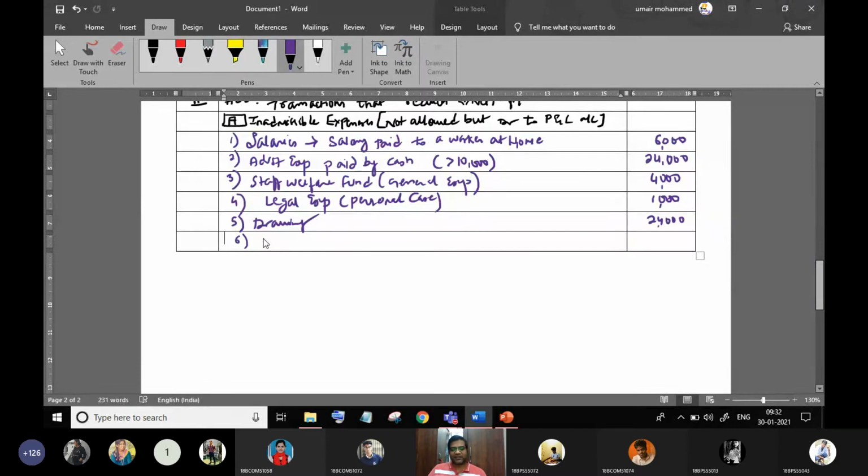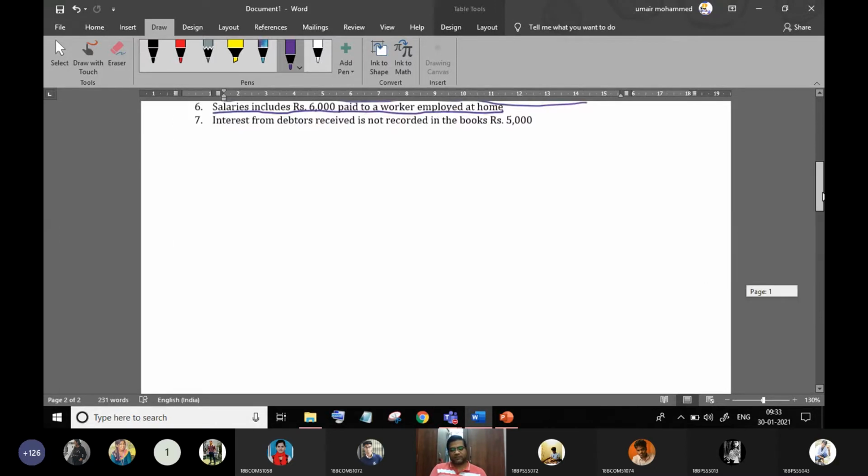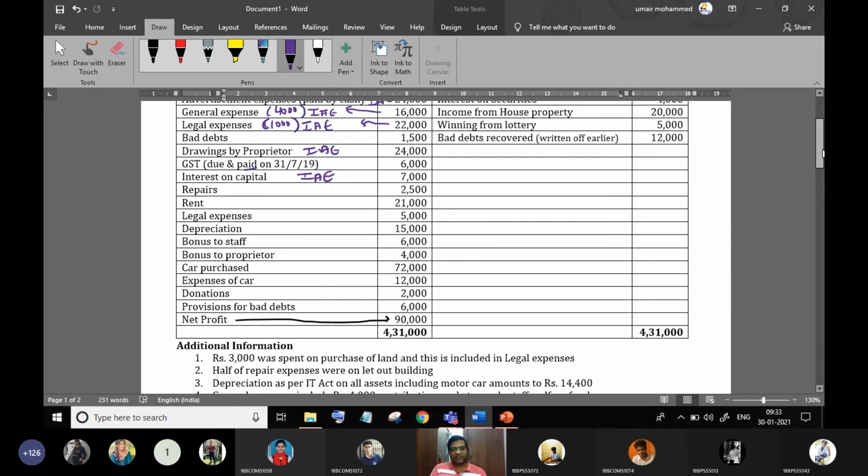So let's write down here interest on capital inadmissible. The amount is 7,000 rupees. Next, item number 7. Interest on capital is done.